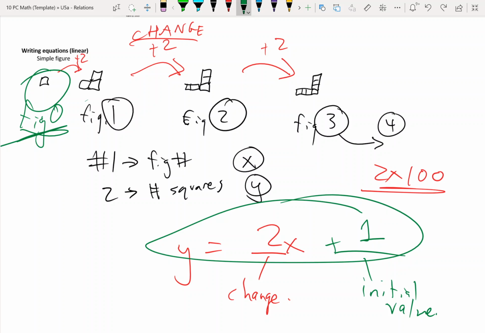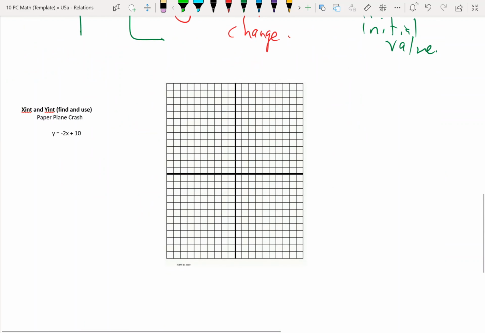There will be different equations, and some of them you have to figure out based on the word problem, but a lot of them are going to follow this simple pattern. Now that you have an equation, I could make a table of values and a graph, but I'm not going to do that because we already did that. The last thing we need to talk about is x-intercepts and y-intercepts. I call them x-int and y-int, okay?